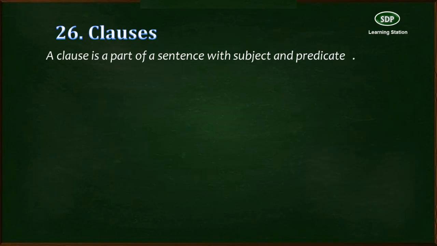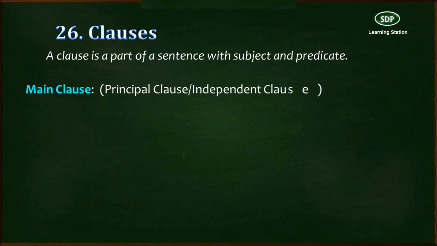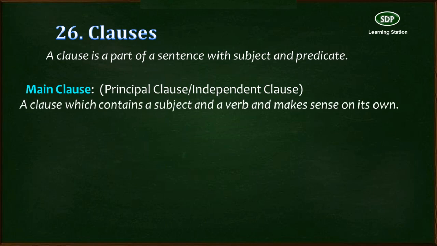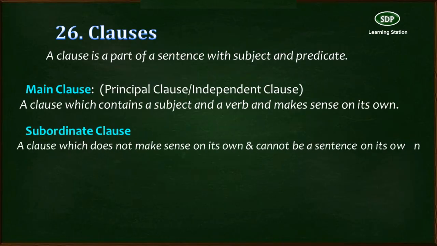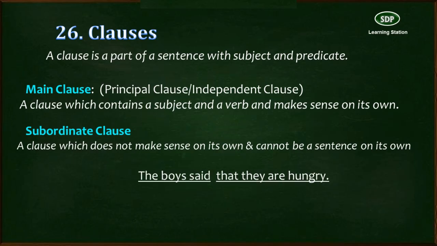Clauses. There are two types of clauses. Main clause. It is also called principal clause or independent clause. A clause which contains a subject and a verb and makes sense on its own. Subordinate clause. A clause which does not make sense on its own and cannot be a sentence on its own. For example, the boys said that they are hungry. Here, the boys said is a main clause, and that they are hungry is a subordinate clause.